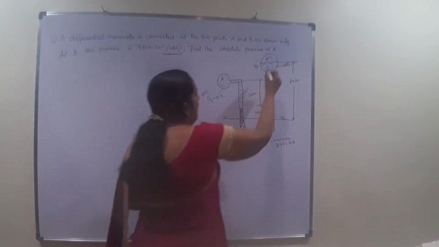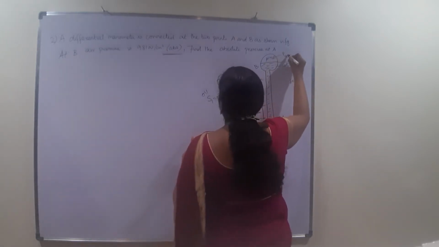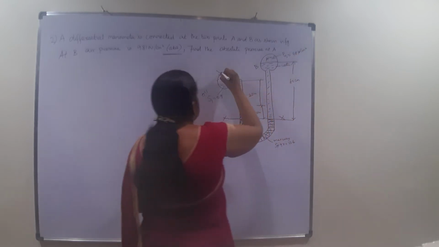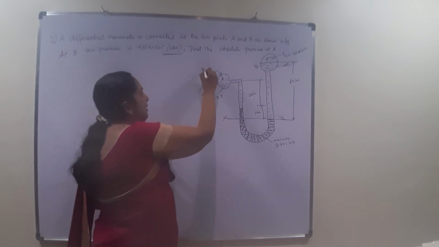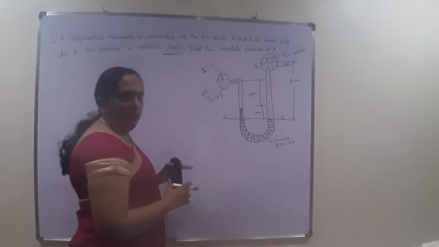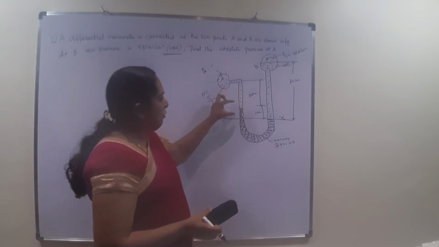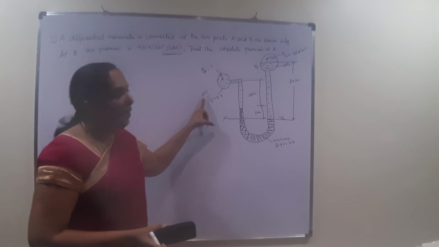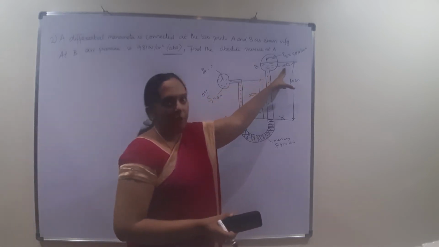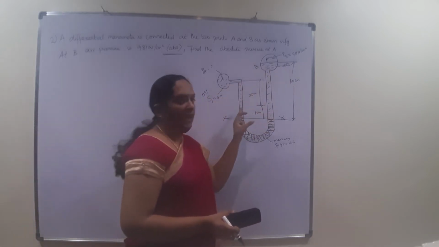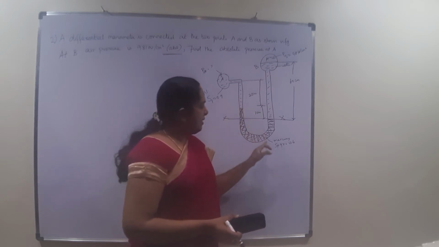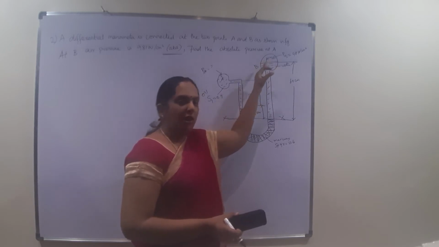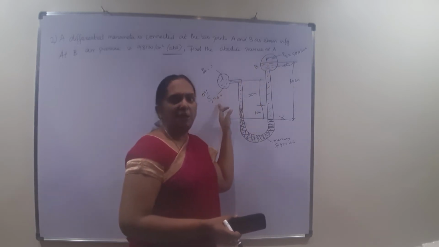So PB is given here, 9.81 Newton per centimeter square, and PA is asked. All of the details are given in the question: the heights of the mercury and the oil, because in one pipe we have oil and in the other pipe we have water. The specific gravity and density are known, the density of mercury is known, the height is known, and the pressure of one pipe is known. So the only thing is you have to find the pressure at the second pipe.